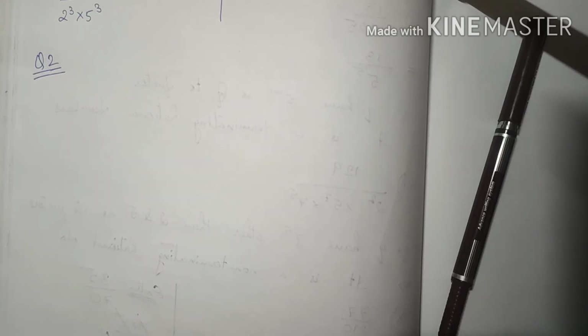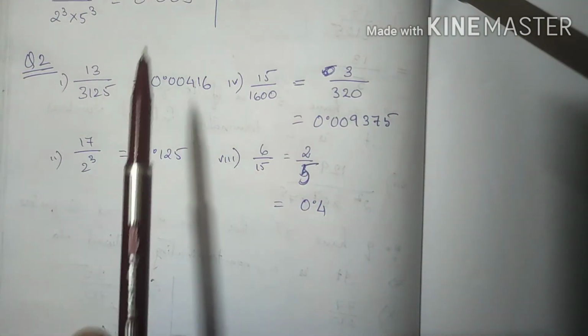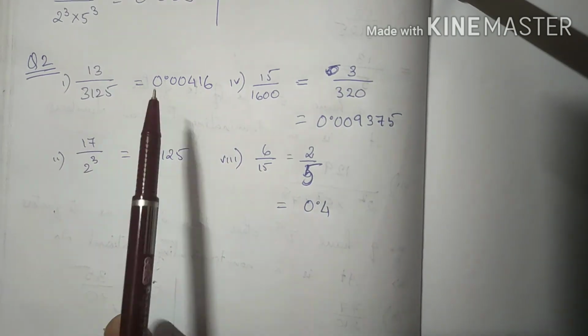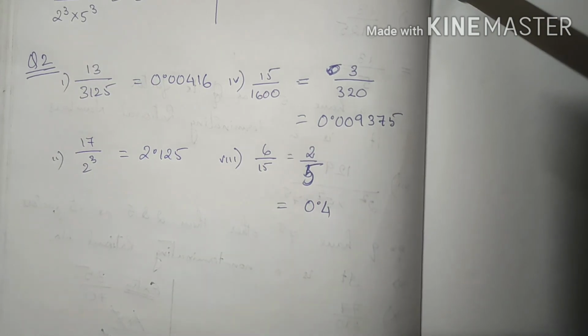Now question number 2 of the last exercise. In this question, you just have to divide the parts of question number 1. So simply divide all the parts and write it like this, and you can check the above concept here also. How many numbers are there after the decimal? You can check by the powers of the given questions, okay?